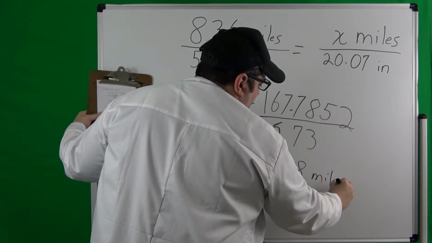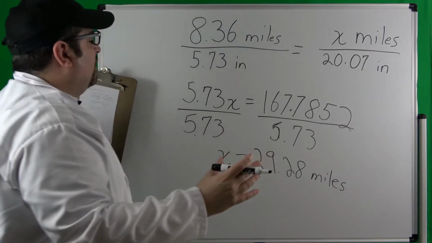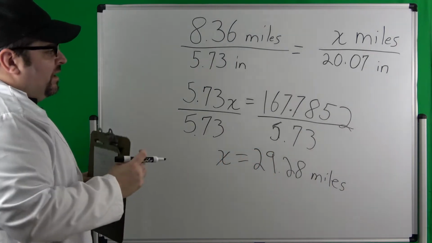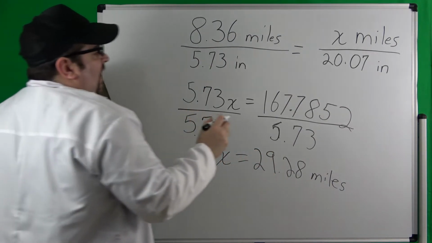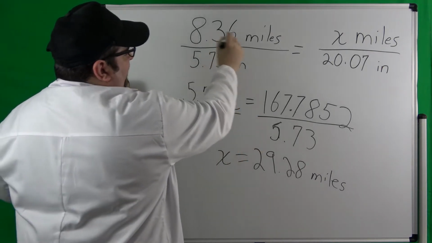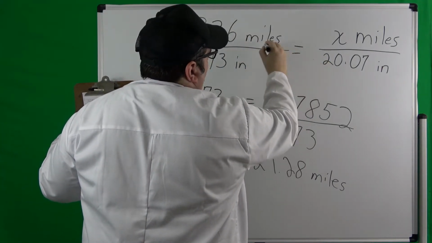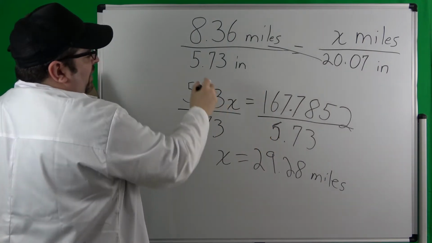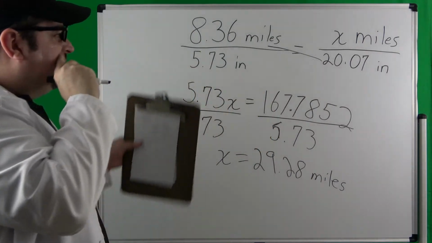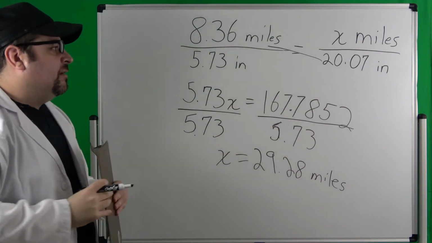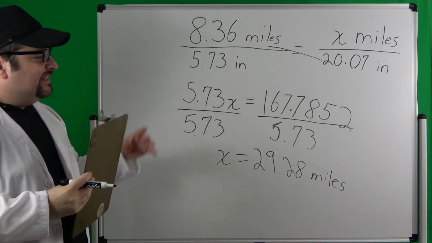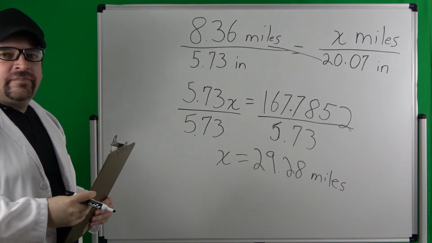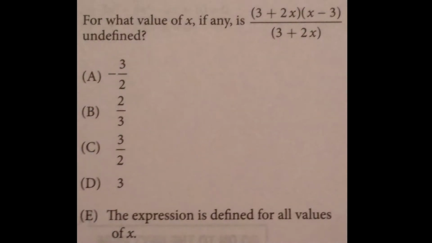And the more you do these proportions or ratios, you'll get in the habit of just multiplying these and then dividing by whatever that is. So you'll just do that all in one step. But I like to just show it all. And there you go.